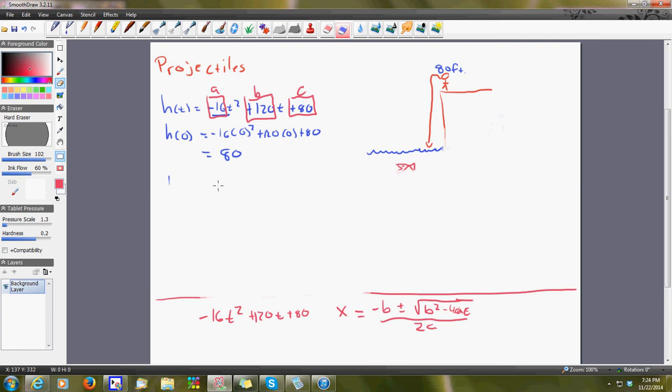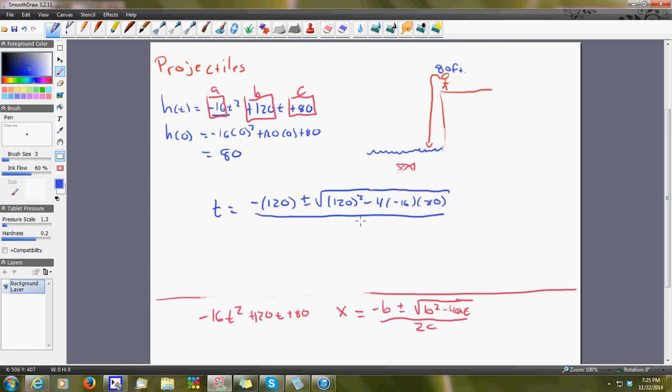So I'm going to erase all of this, and I'm going to do some quadratic work. And once again, we know what those values are because we had them up here. So technically, it's going to be t equals negative 120 plus or minus the square root of 120 squared minus 4 times negative 16 times 80, all over 2 times negative 16. Well, when you do this, you're going to get two values, plus one value and minus the other.